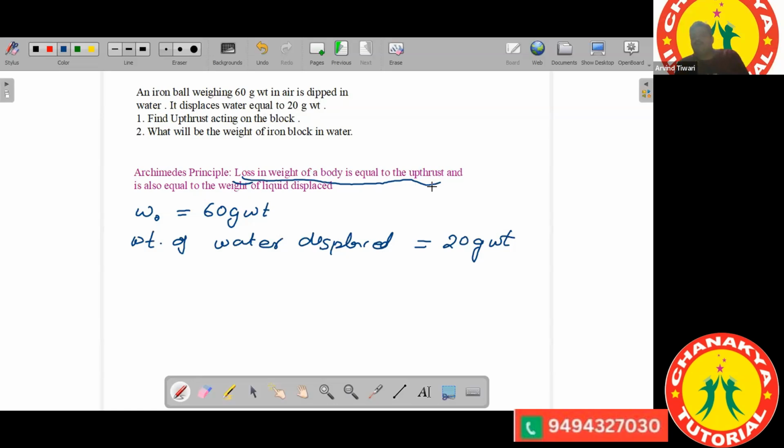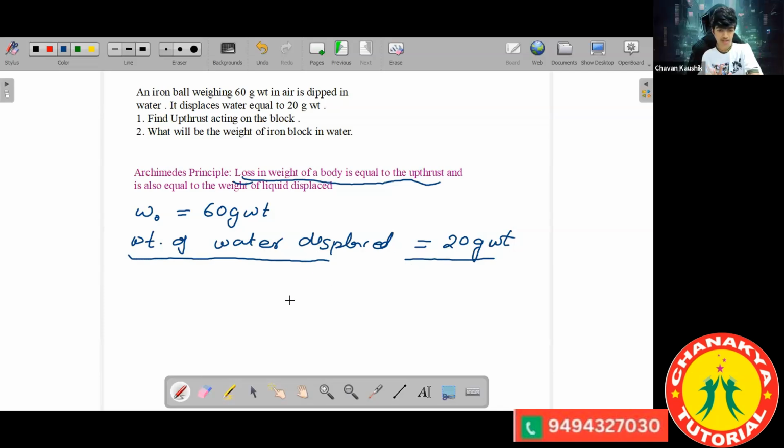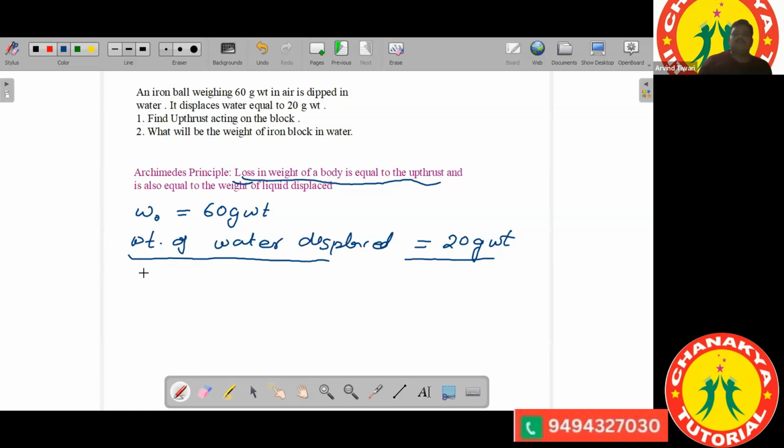So loss in weight of body is equal to the upthrust and is also equal to the weight of liquid displaced. So see here, the weight of liquid displaced is 20 gram. And it should be equal to the upthrust, as per the Archimedes principle. So hence the first answer would be just 20 gram weight. Your answer number one would be 20 gram weight.